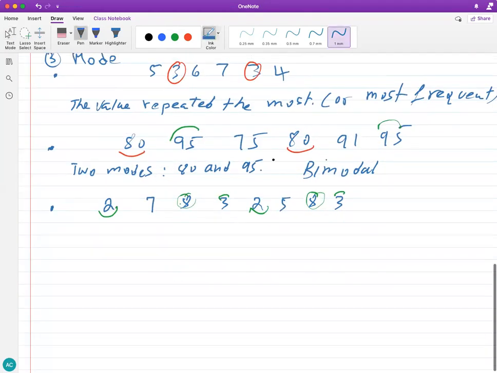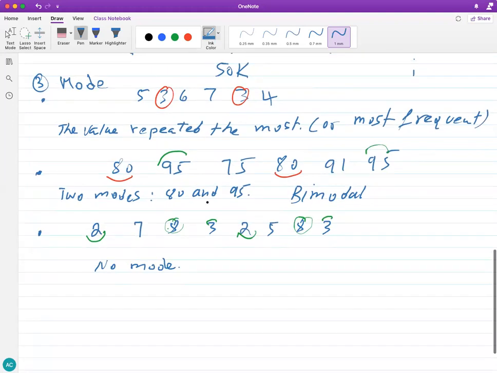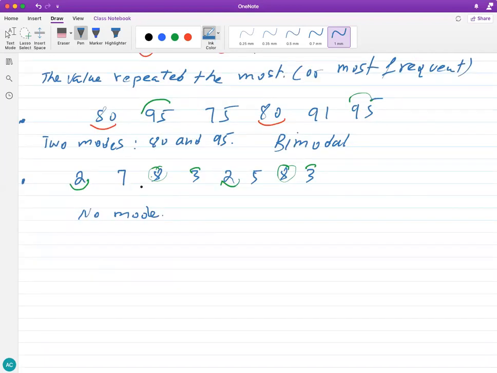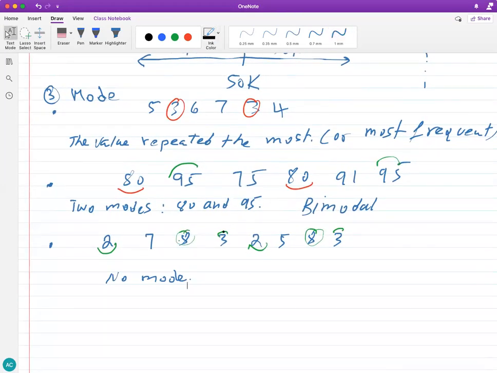A data set cannot have more than 2 modes. In this case, we have 80 and 95, so we call it bimodal. If there's more than two modes, then we say there's actually no mode. It could be 1, could be 2, but it cannot be 3 numbers. You cannot say 2, 3, and 8 are modes, so we just say no mode for this data set. That's what the mode is. It's just what value is repeated the most.